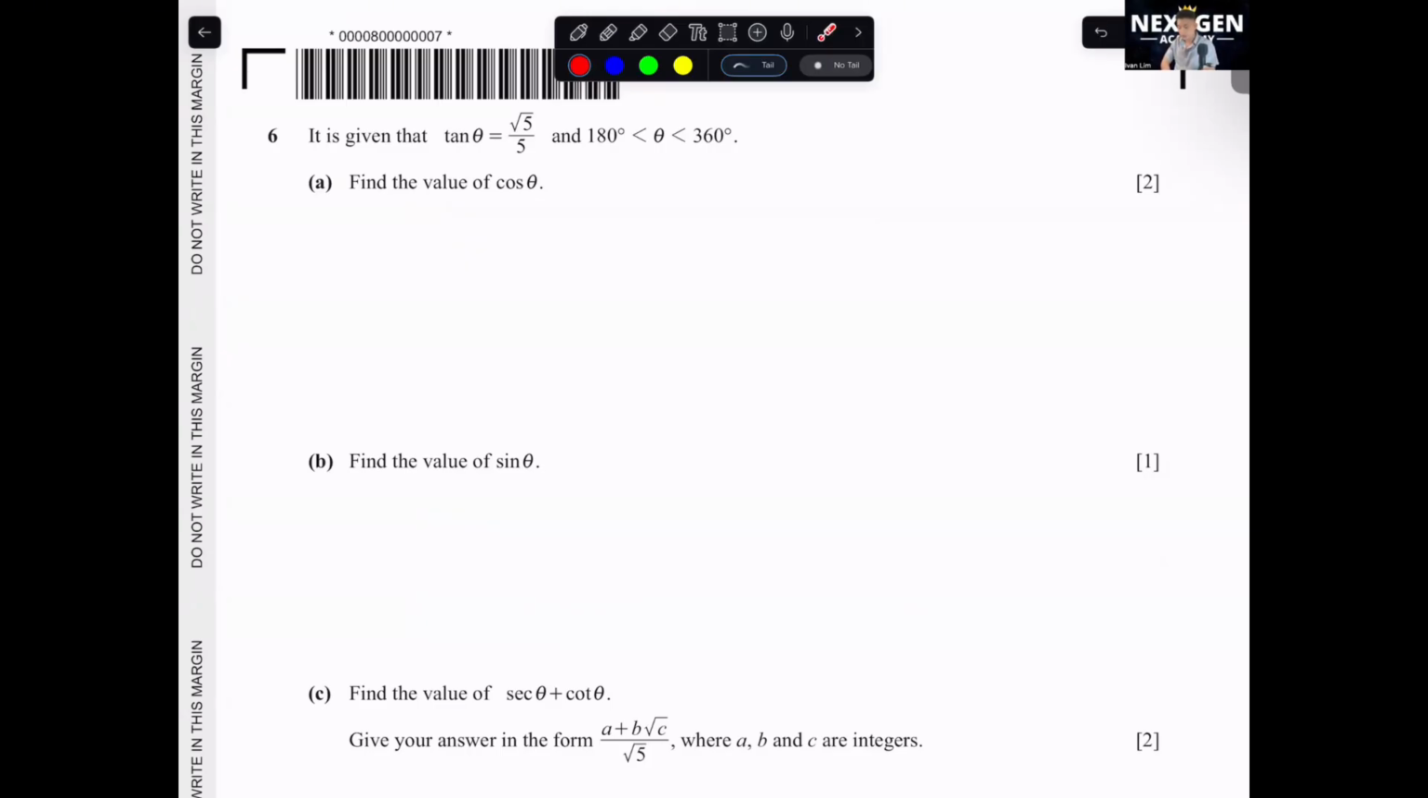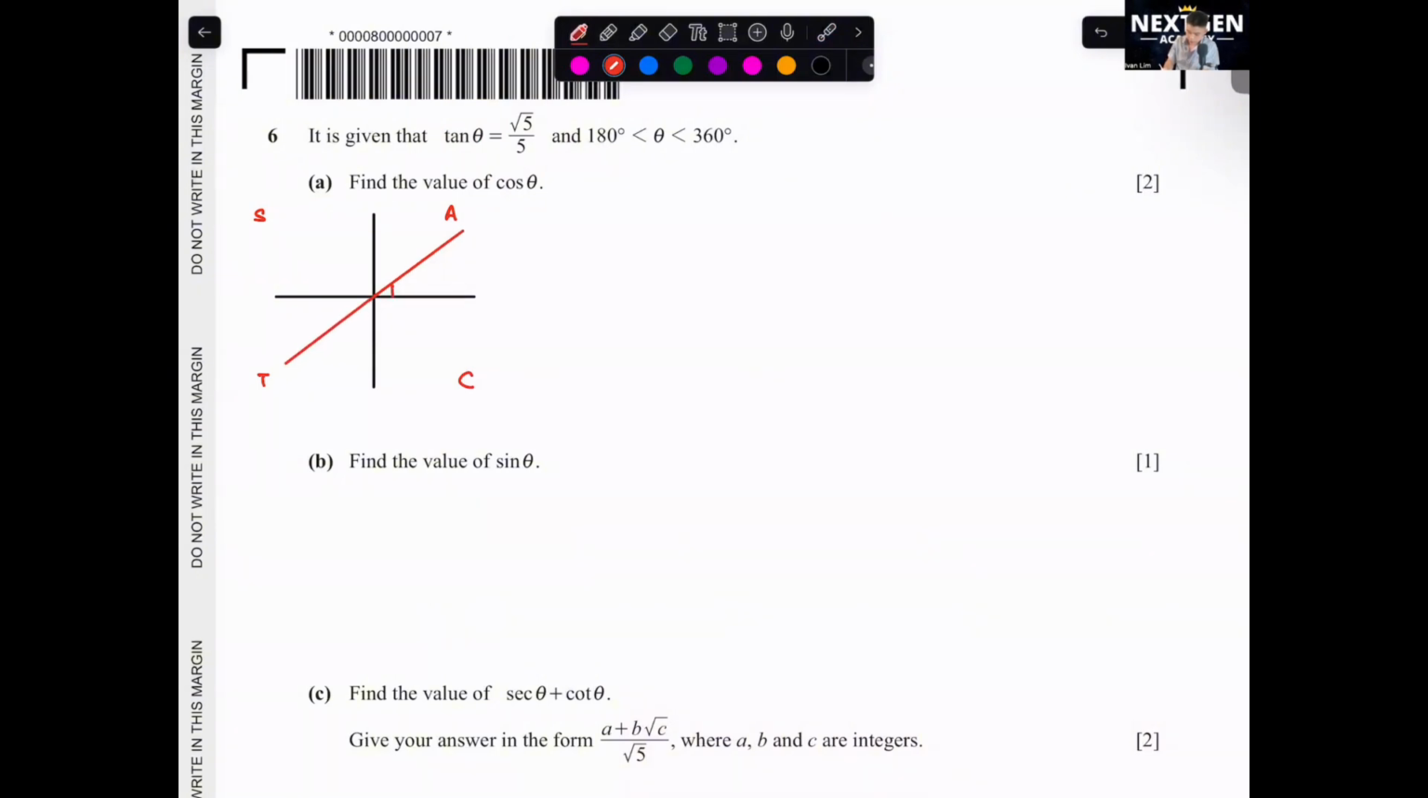So now they give you, it is given that tangent theta equals to root 5 over 5 and theta is from 180 to 360. Okay, what does it mean? 180 to 360, and this tangent is positive right now. So the first thing that we need to determine is which quadrant this tangent value is at. According to ASTC, the only ones where tangent is positive are quadrant 1 and quadrant 3.